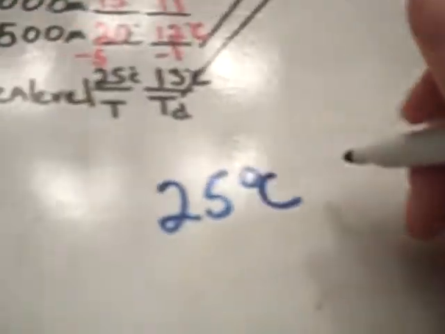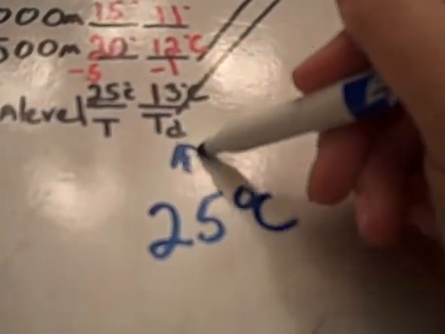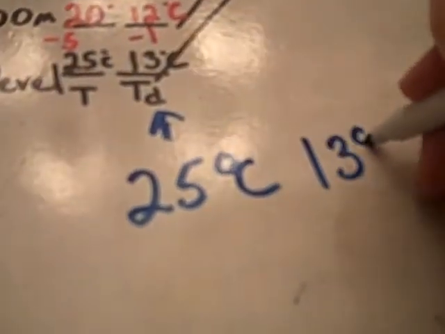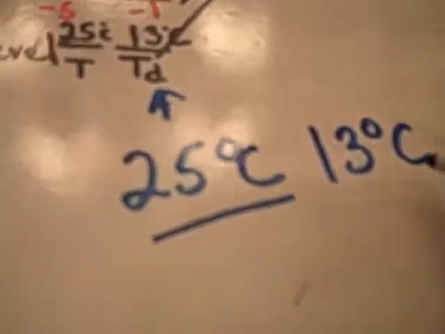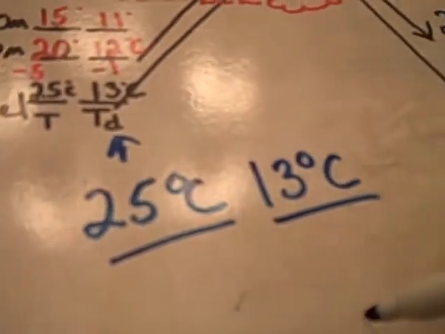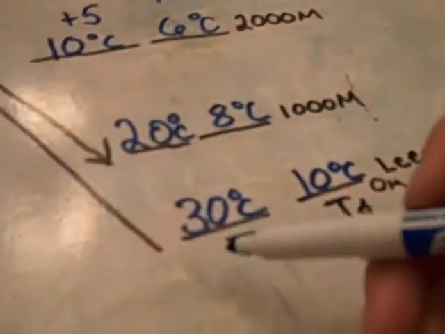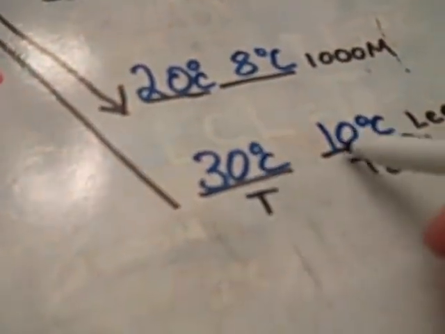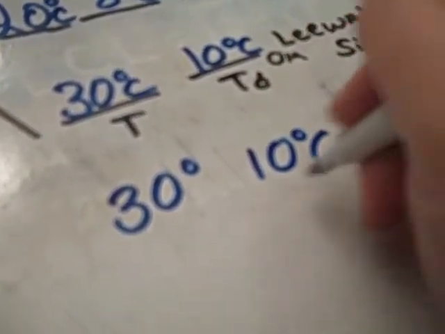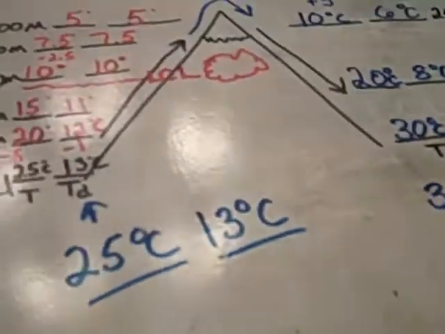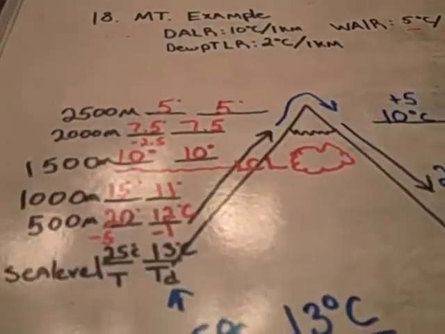Now there's some understandings that we need to observe. My starting temperature over here was 25 degrees C on this side of the mountain, and my dew point was 13 degrees C. So this side, it was cooler and wetter, where this side, it is warmer and drier: 30 degrees C by 10 degrees C. So there's some understandings, and this is your standard rain shadow.